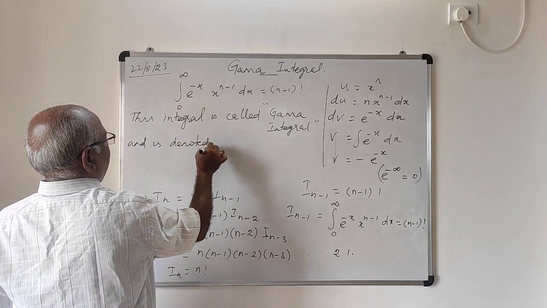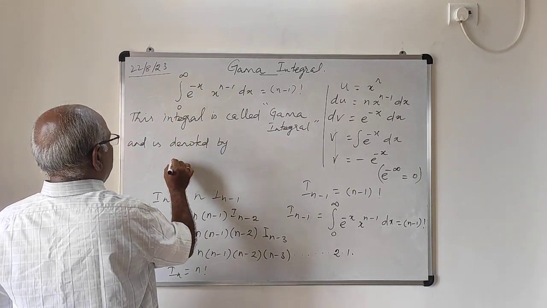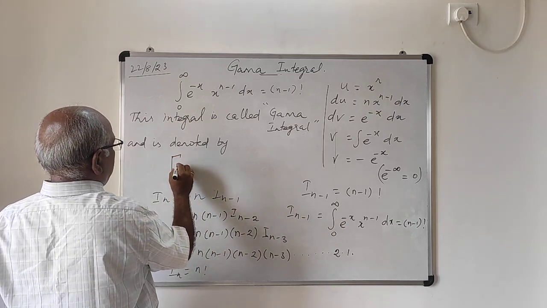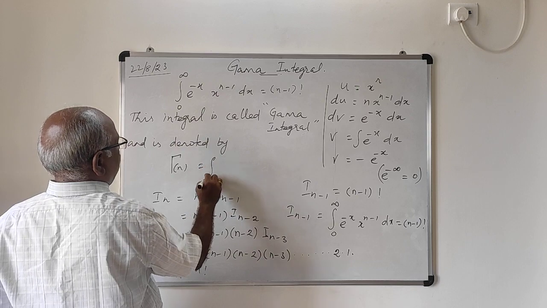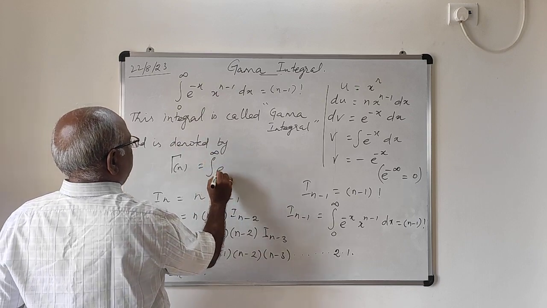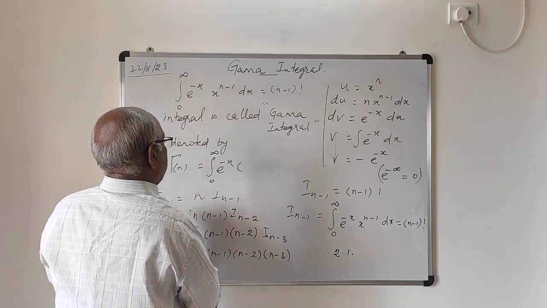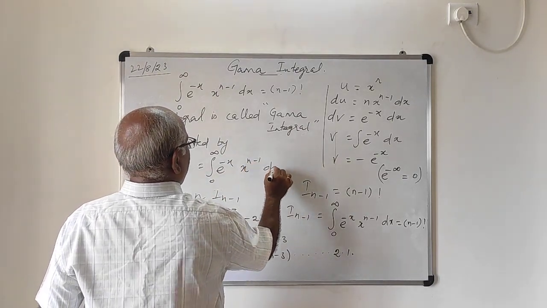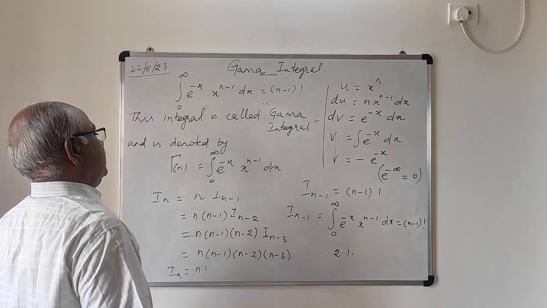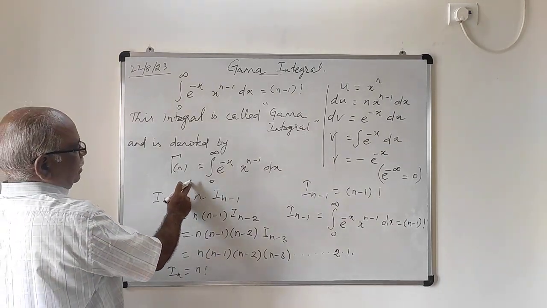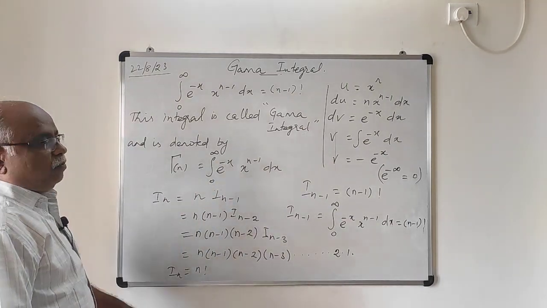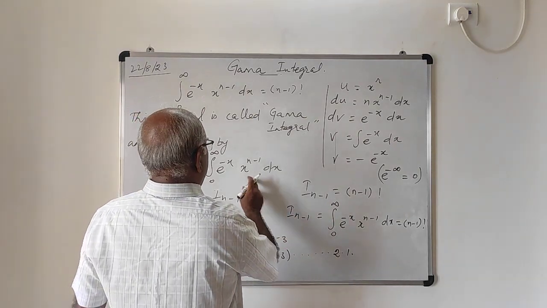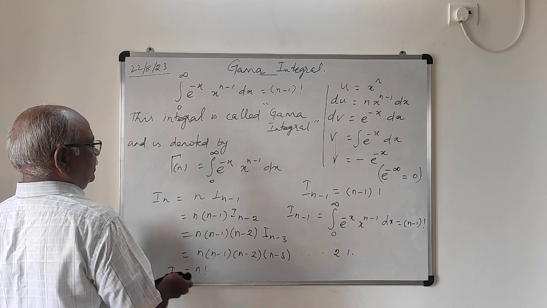It is denoted by the symbol gamma n. This is the capital Gamma notation. The integral 0 to infinity e power minus x into x power n minus 1 dx is called the Gamma integral, and it is denoted by gamma n.